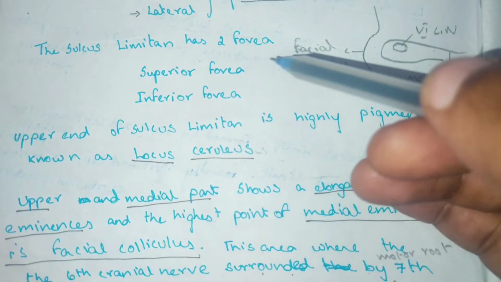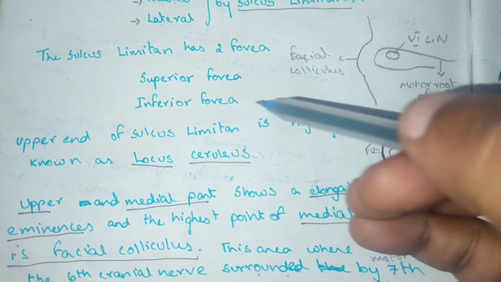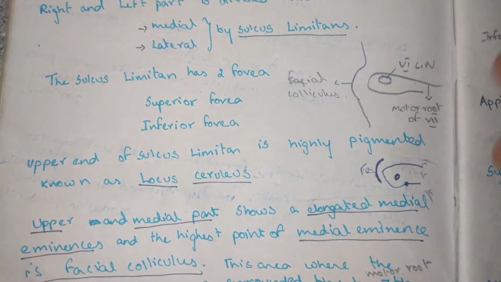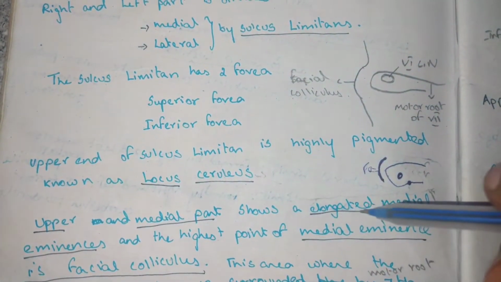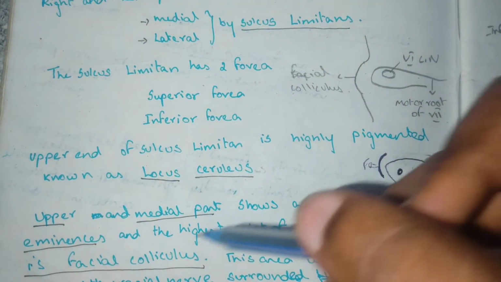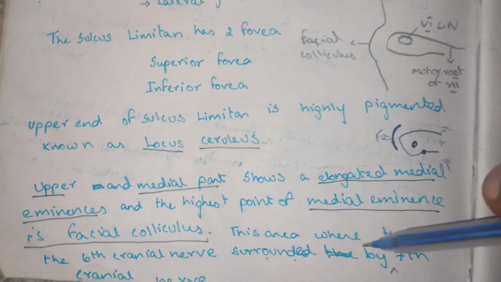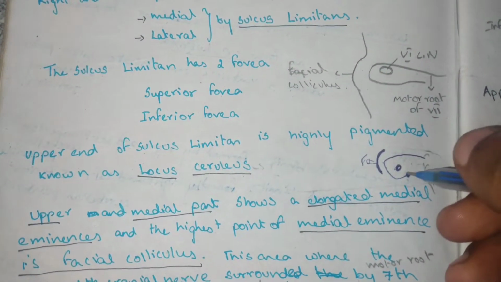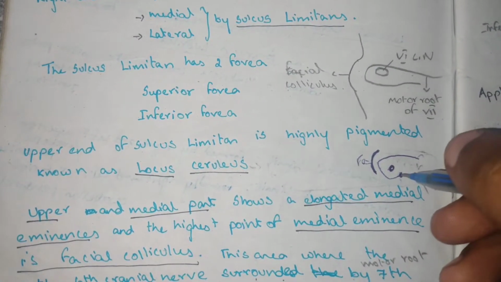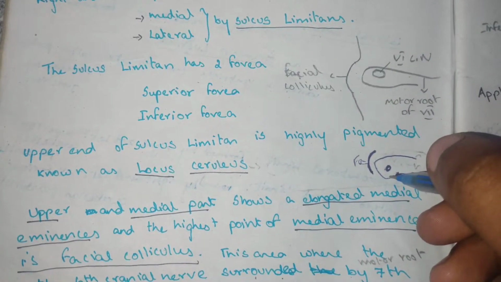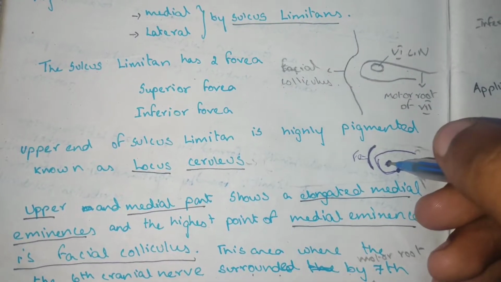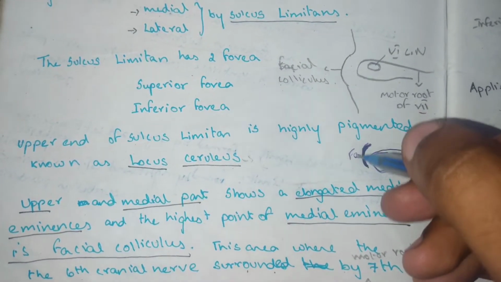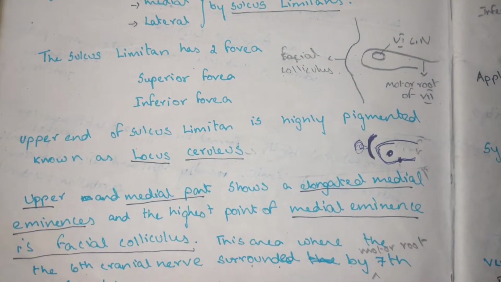The sulcus limitans has two fovea, the superior fovea as well as the inferior fovea. The upper end of the sulcus limitans is highly pigmented, known as the locus coeruleus. The upper and medial part shows an elongated medial eminence, and at the highest point of the medial eminence is the facial colliculus. This is the area where the seventh cranial nerve surrounds the sixth cranial nerve. Generally, this is the seventh nucleus, this is the sixth one. Generally, the cranial nerve's fibers move forward, but the seventh cranial nerve moves behind and around the sixth nerve, which is the abducens nerve. This forms a projection like a bend, which is the facial colliculus, seen in the floor of the fourth ventricle.